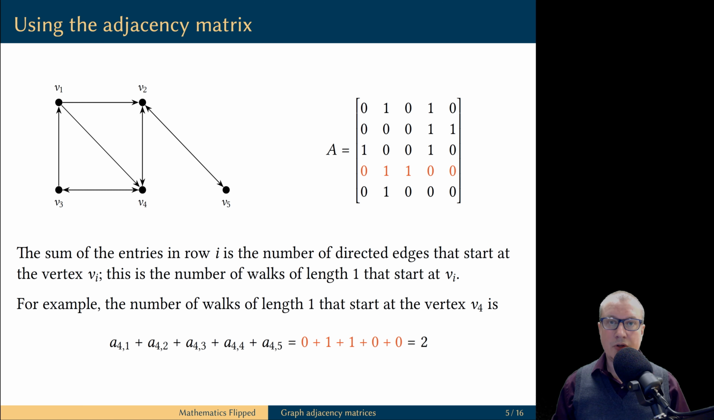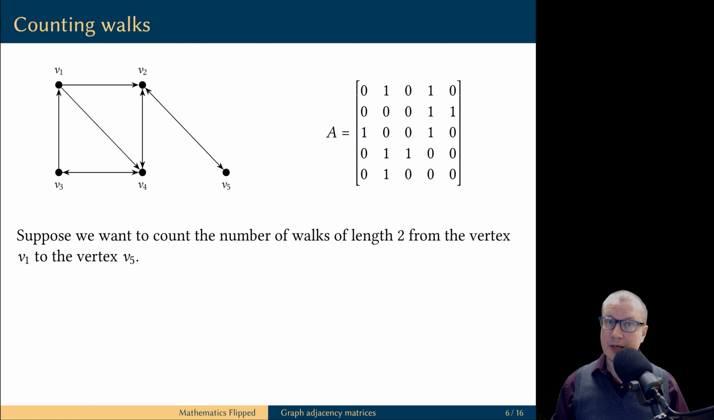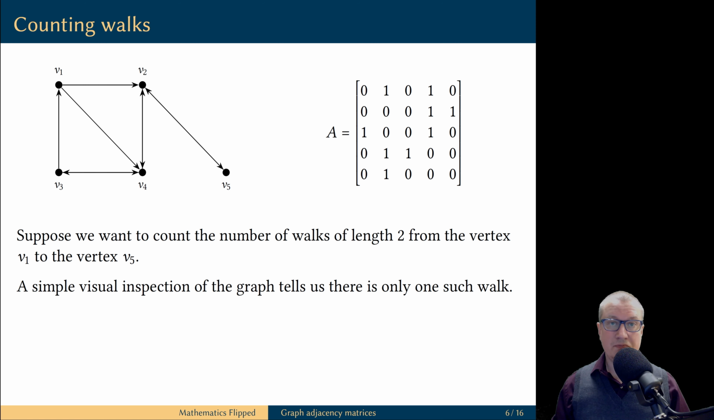You may say that this is not persuading enough because you can just as easily derive this information from looking at the graph. Well, how about walks of length 2? Suppose we want to count the number of walks of length 2 that start at v1 and end at v5. Of course, you can just look at the graphical representation of the graph and quickly conclude that there is only one such walk, v1, then v2, then v5. So why would you need adjacency matrices in this when you can answer all these questions by simple visual inspection?